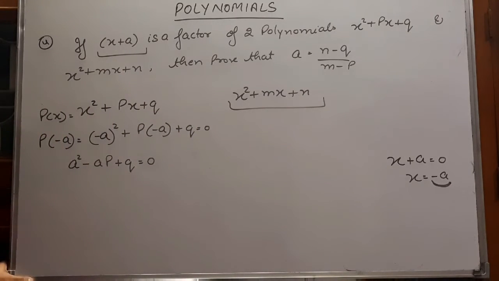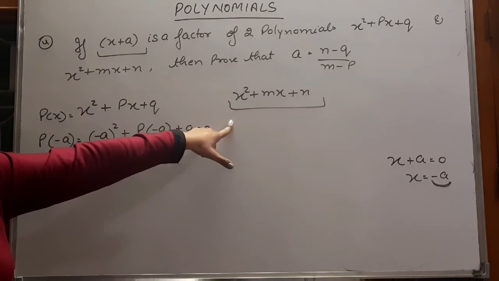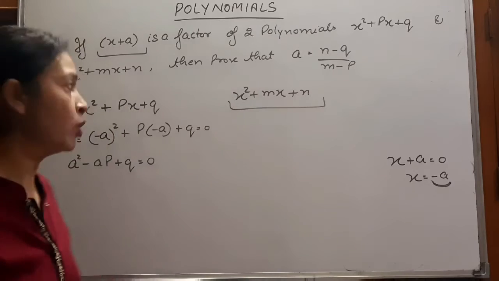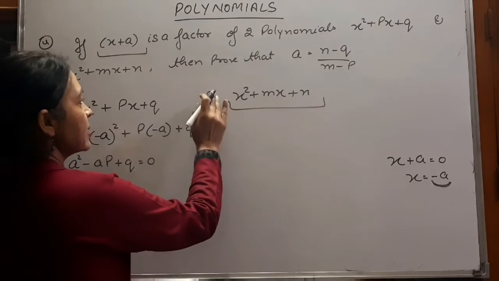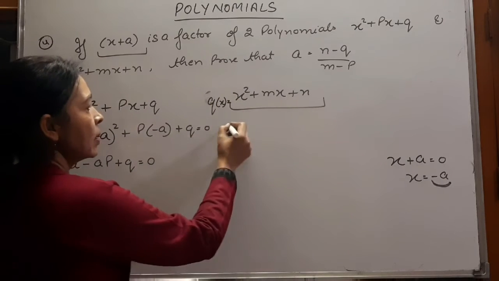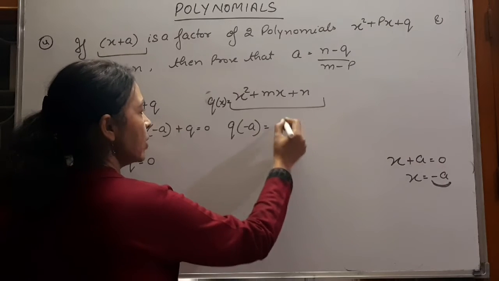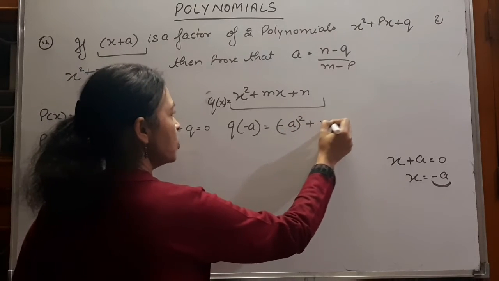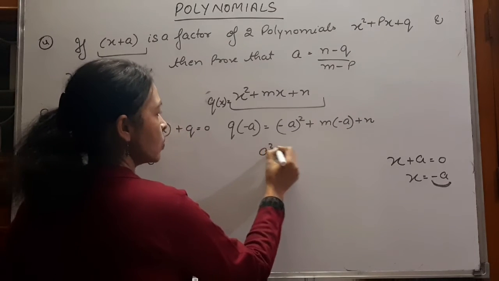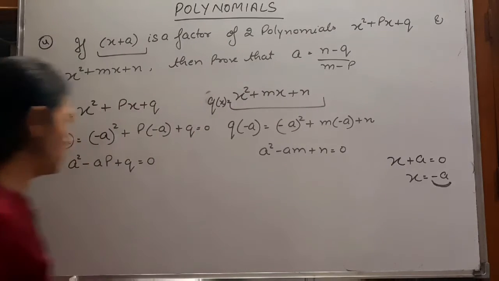Let's move to the other polynomial. x plus a is a factor of this polynomial also. It means x equals to minus a is the zero of this polynomial. Let this be q of x, q of minus a. We have minus a whole square plus m into minus a plus n. We have a square minus am plus n equals to 0.